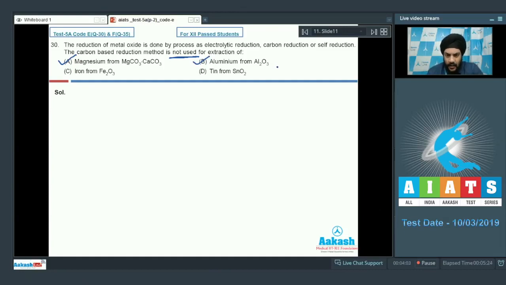Let's look at option C now. Iron from Fe2O3. This is incorrect, students. Carbon-based reduction can be used for the extraction of iron from Fe2O3. And the fourth option, tin from SnO2, this process can also be carried out, students. So this will also not be an answer to this question. For this question, we have to select those methods in which the carbon reduction method cannot be used. So we have to mark option A and option B as the correct answer to question number 30.